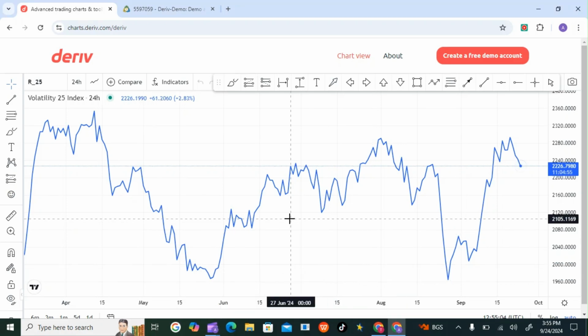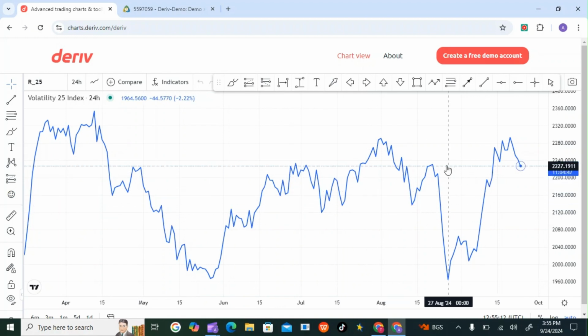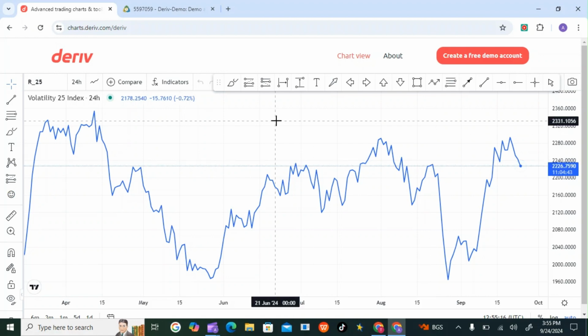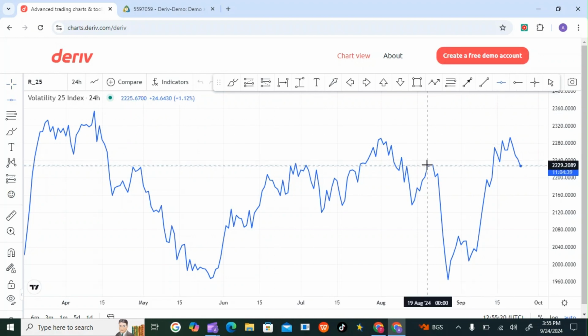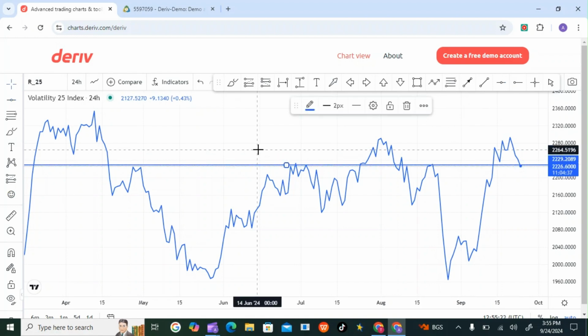So one of you asked, how do you identify the support zones? You find the most recent support zone like this one. You can see this is a support zone here, so I'll just draw it using a horizontal line. So how do you know that it's a support zone?